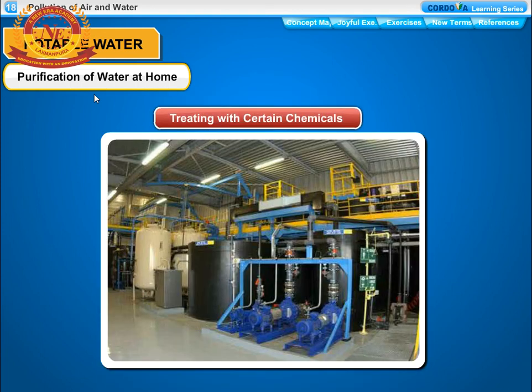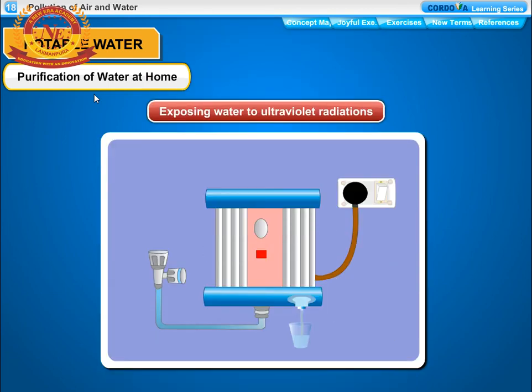Treating with certain chemicals. The filtered water can also be made germ-free by adding a small quantity of any of the chemicals, such as bleaching powder, which releases chlorine, chlorine solution, chlorine tablets or potassium permanganate. The filtered water can also be made germ-free by exposing it to ultraviolet radiations. Nowadays, many water purifiers available in the market are based on this method.